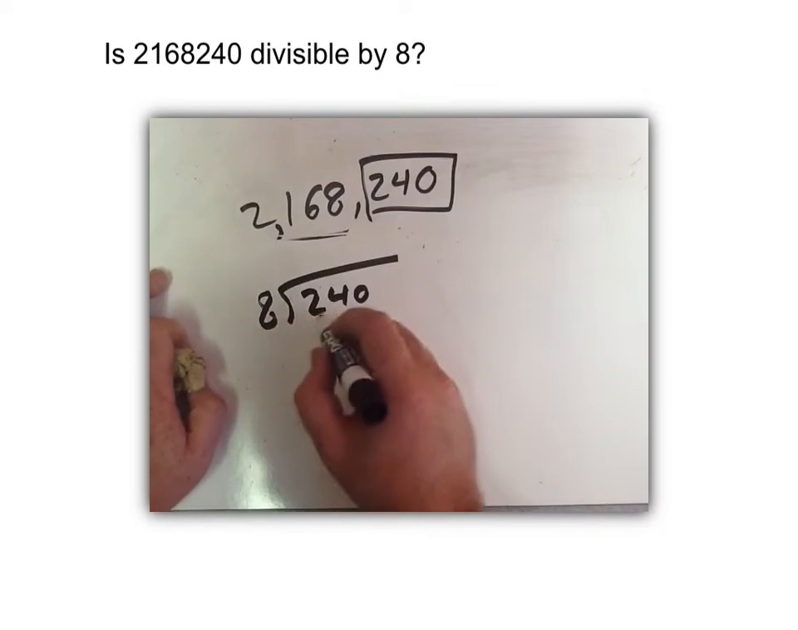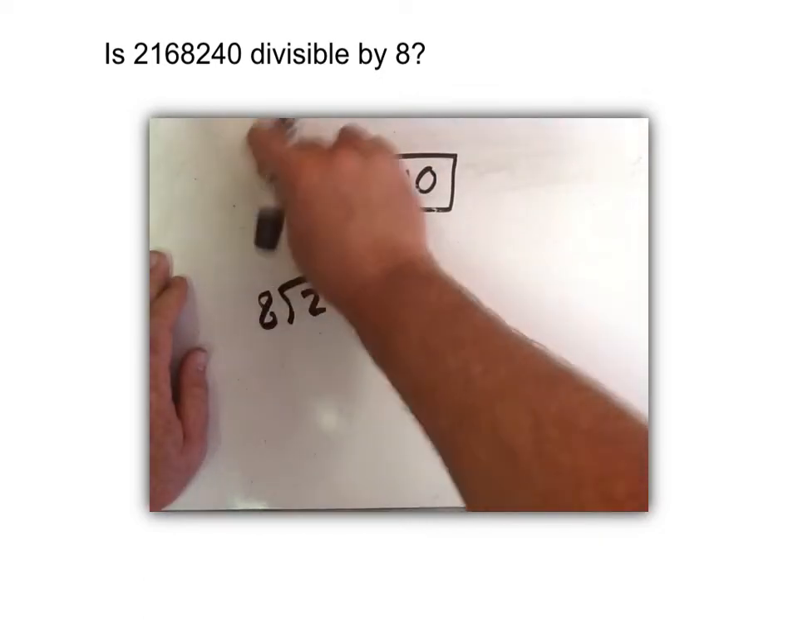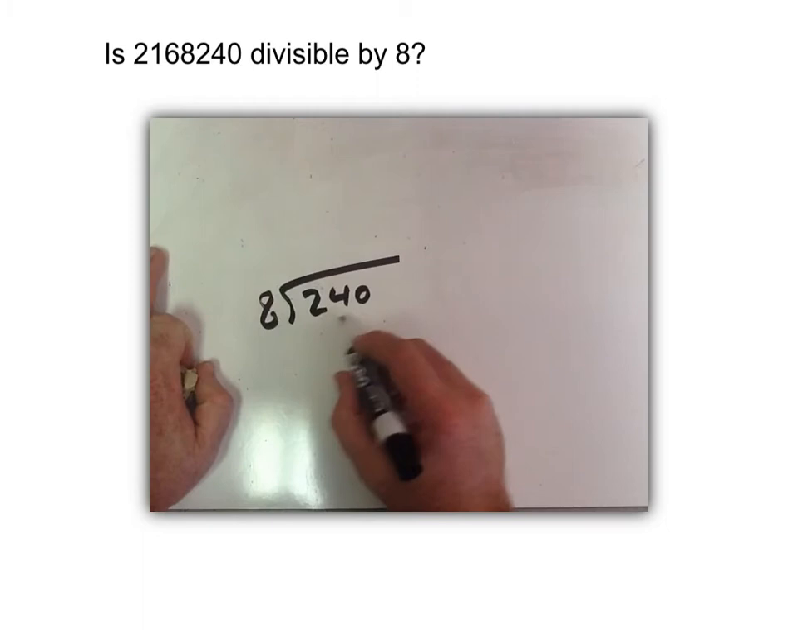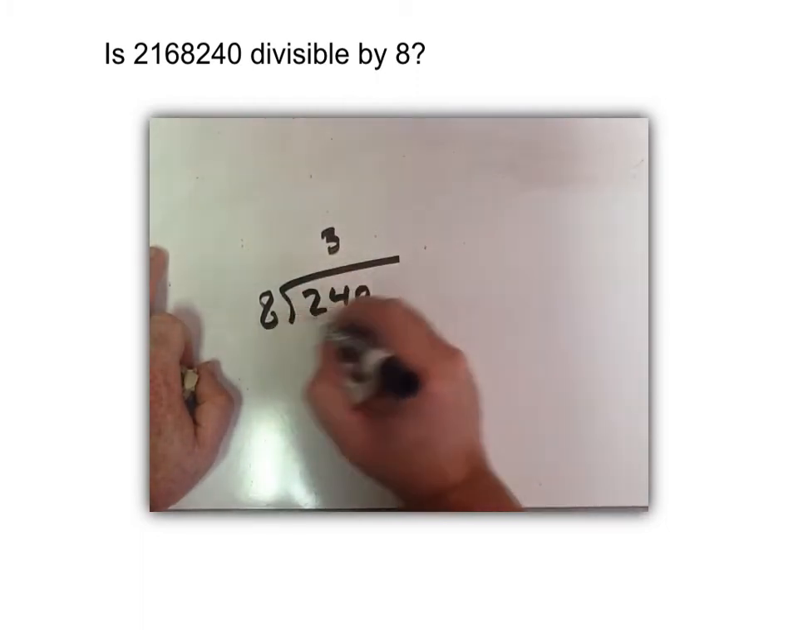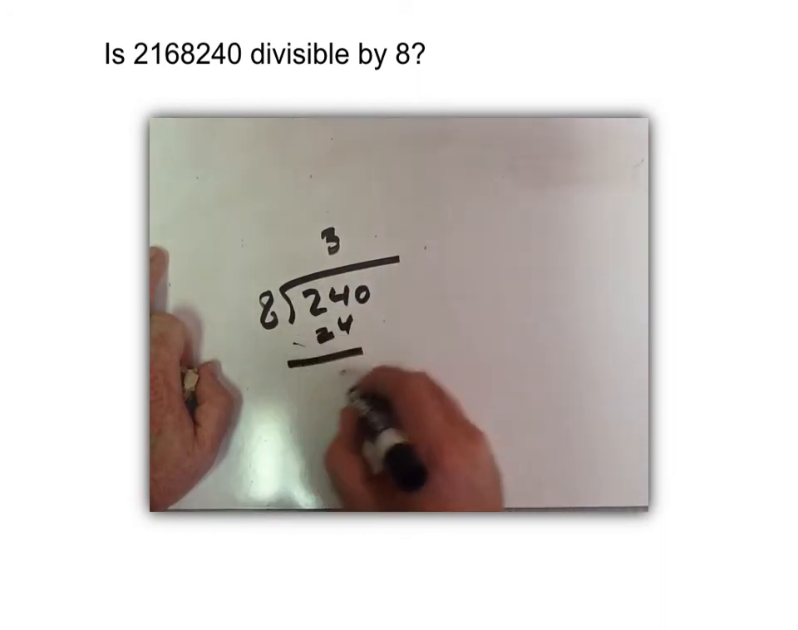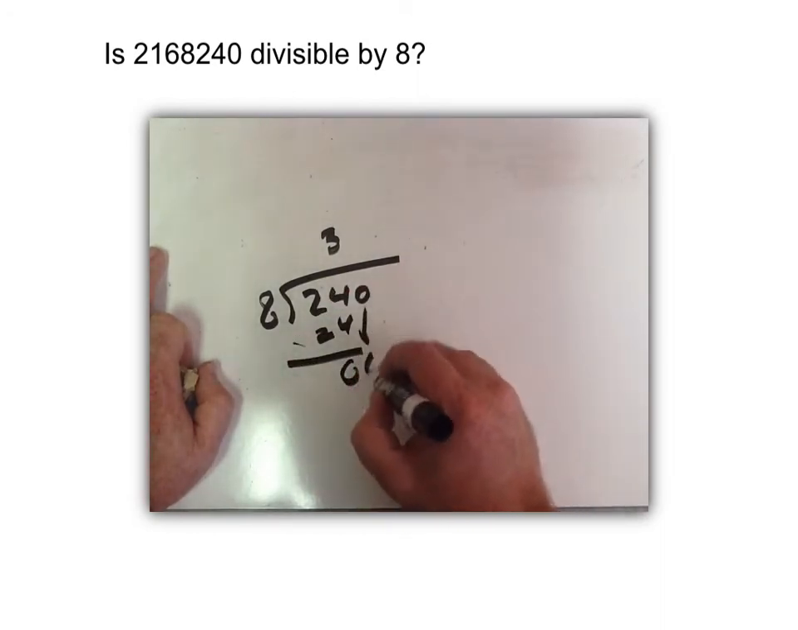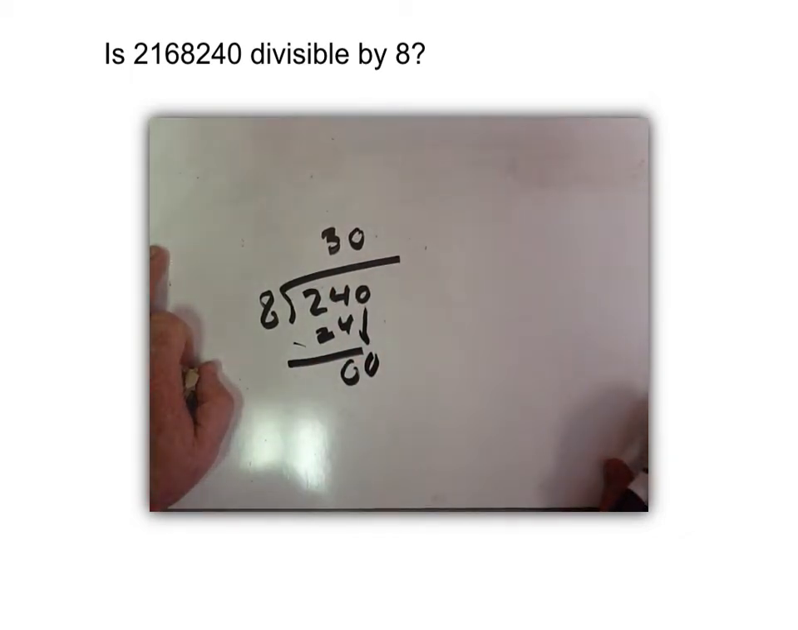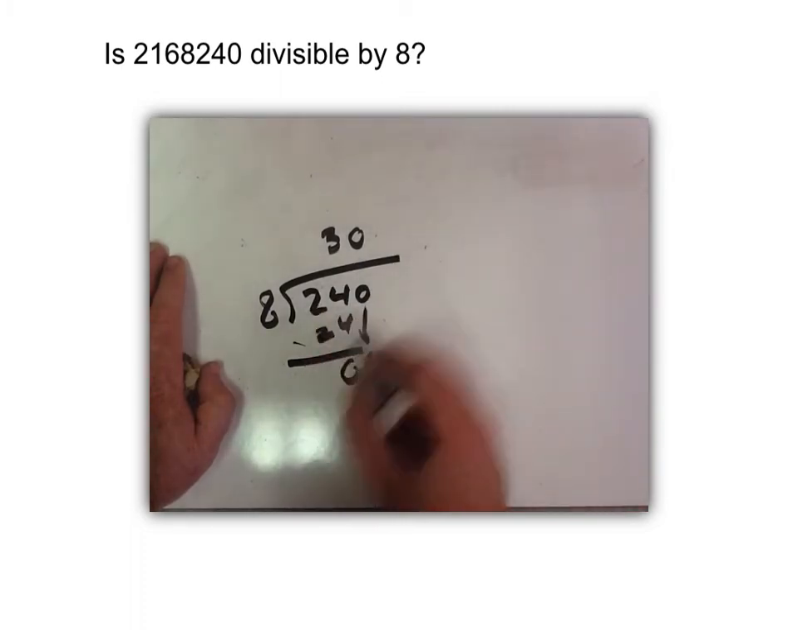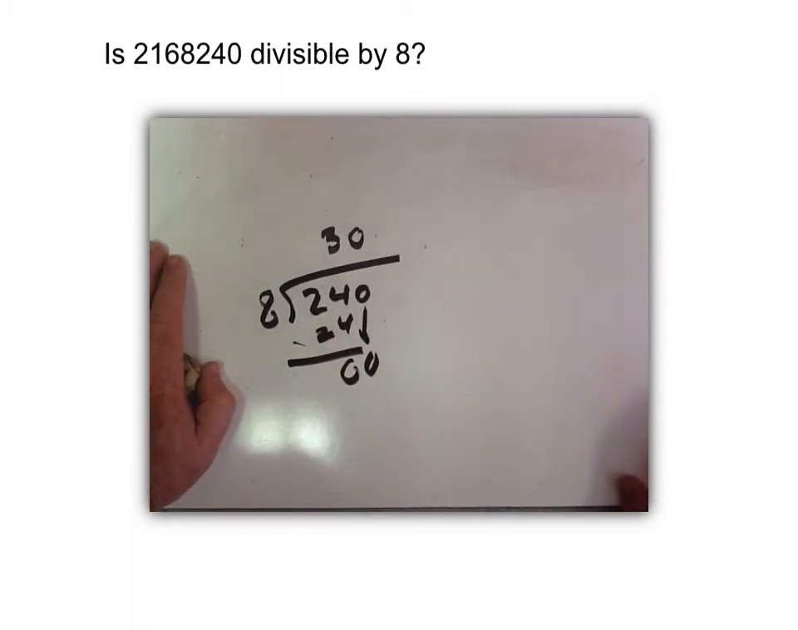Okay, so 8 doesn't fit into 2. So I've got to go to the next digit. 8 does go into 24 exactly 3 times. 3 times 8 is 24. Nothing left over. And the only number to bring down is a 0. 8 goes into 0 0 times. So I have a nice even number. It divided evenly, 30. No remainder, no decimal. So it looks like 240 is divisible by 8. If there was a remainder, that would tell me it can't be evenly divided and it's not divisible.